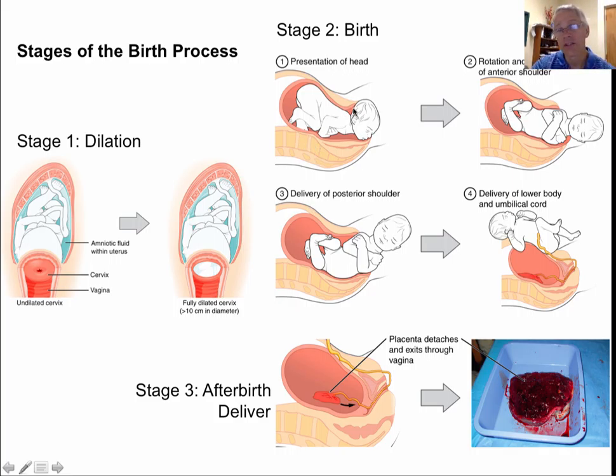And then the birth stage is when the baby is actually being delivered, and most of the time the baby comes out head first, and ideally the baby will come out with the crown, the top of their head first, because that's a nice hard thing to push against the cervix and open it up.